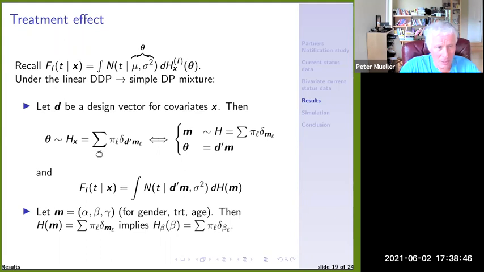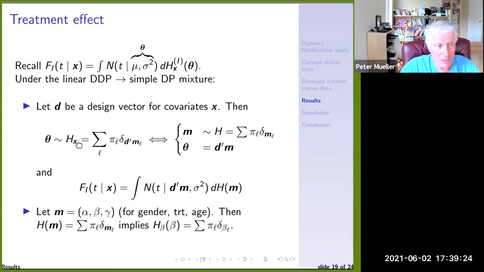The H sub x is a discrete distribution where the atoms of the discrete distribution are driven by a design vector corresponding to the covariates times some linear model parameters, call it bold face M. And all that the linear DDP really specifies is a discrete distribution on the bold face M sub L. And for H sub x, you just pull out from that M sub L the fitted value for a particular x, and that gives you then the H sub x.